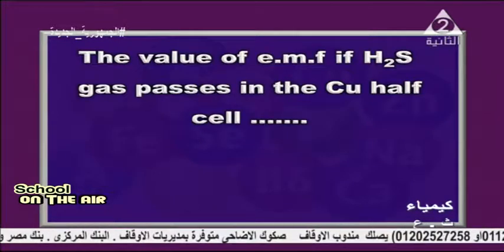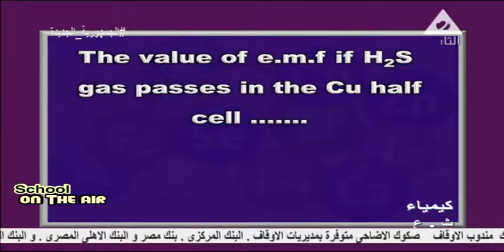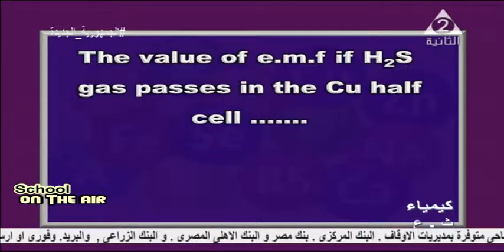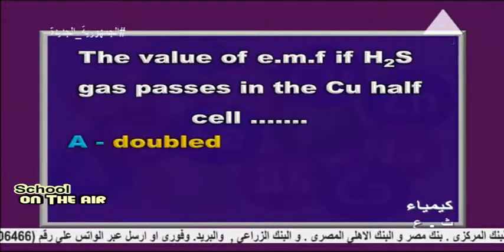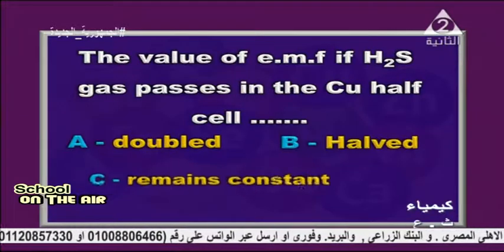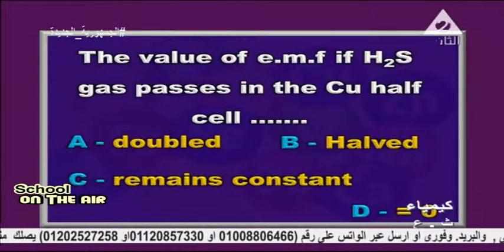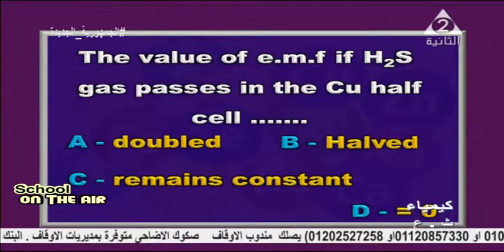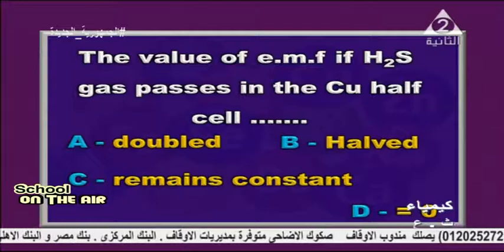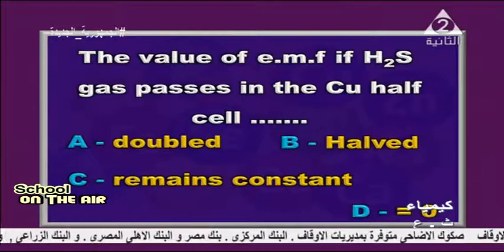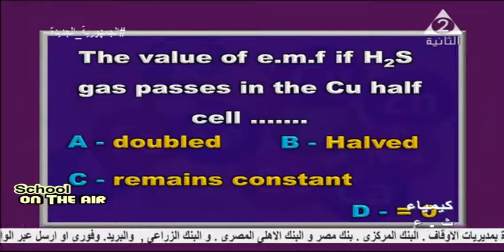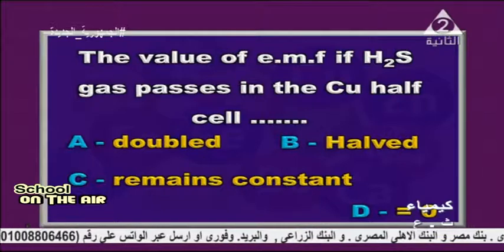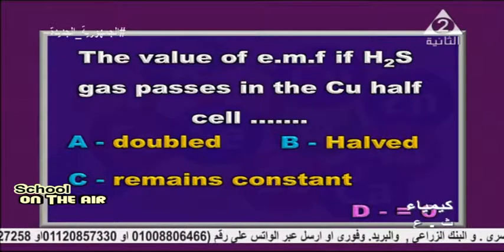The value of EMF if H2S gas passes in the copper half cell: doubled, halved, remains constant, or equal 0? We know that the H2S gas will precipitate the copper ions, so no more copper ions will remain, so the EMF equals 0.